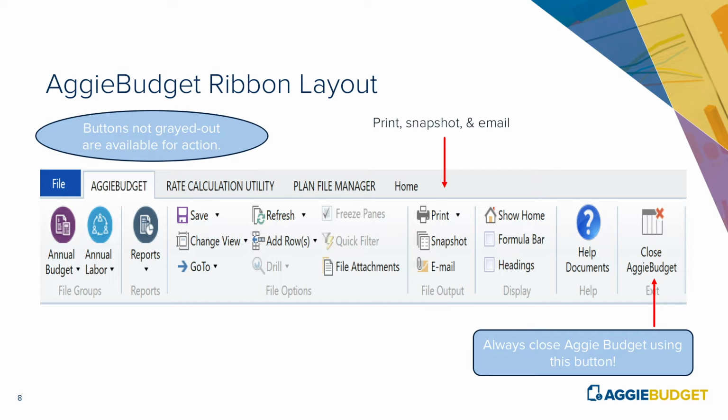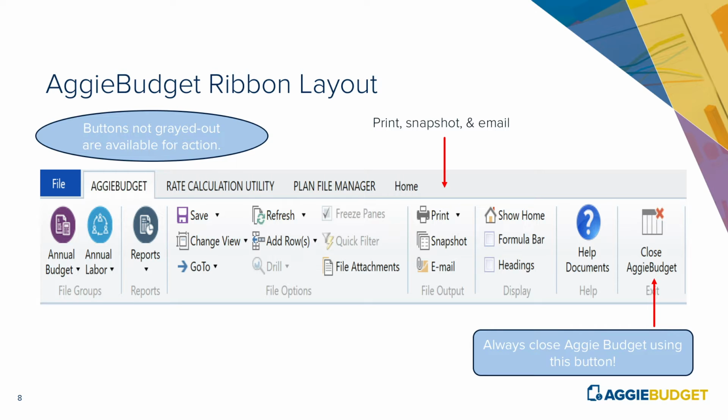And then there's a variety of other buttons as well. The ones that are lit up mean that there are actions that can be taken. The ones that are grayed out mean that they're not activated at this point. There's the ability to put attachments on your files. There is also the ability to print, email, and do snapshots. And as you go along, there's also the ability to access help documents.